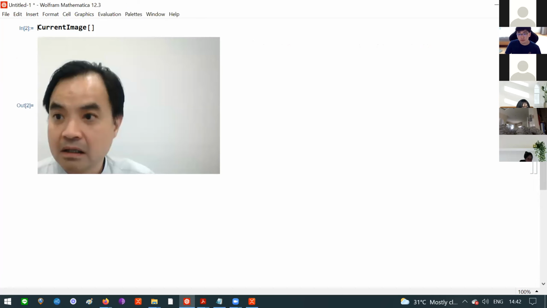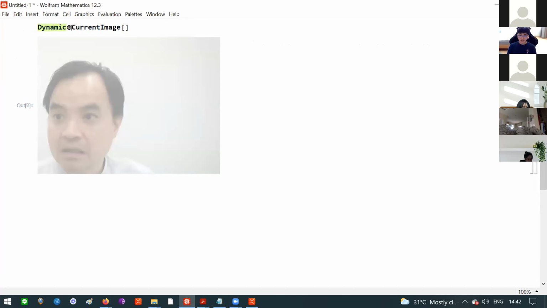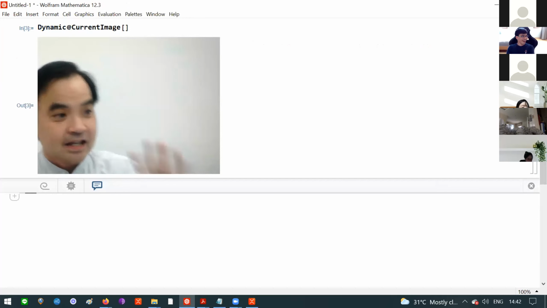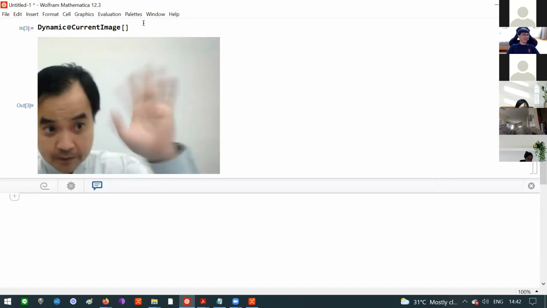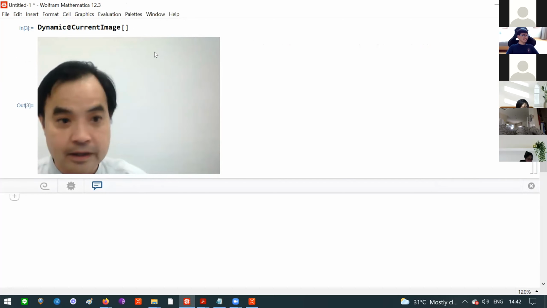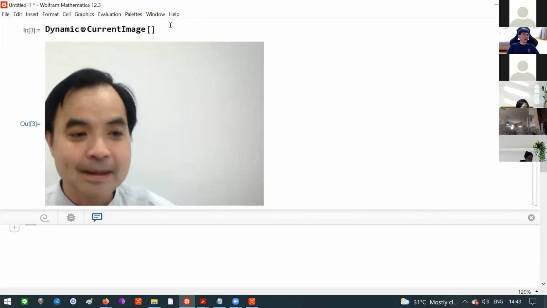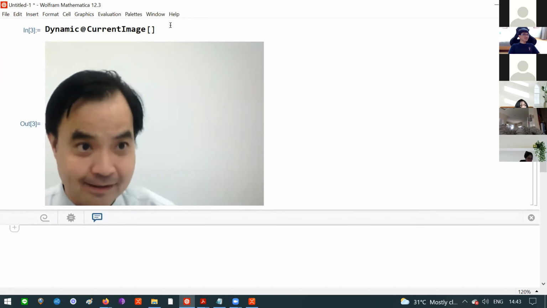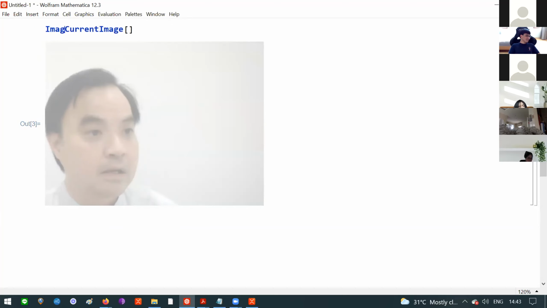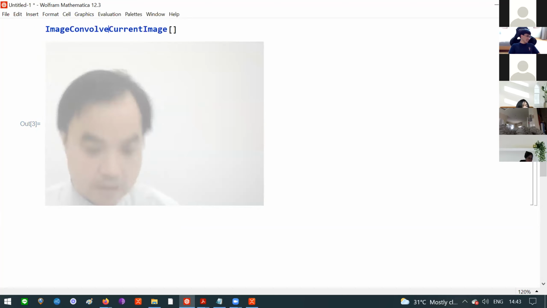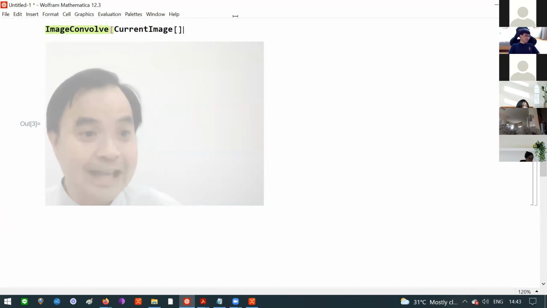Now let's make this dynamic. Okay, can you guys see me now? So this is within Mathematica. Now, what happened is to pre-process every image here, I can do what's called image convolve. Image convolve comes with a pre-specified filter.